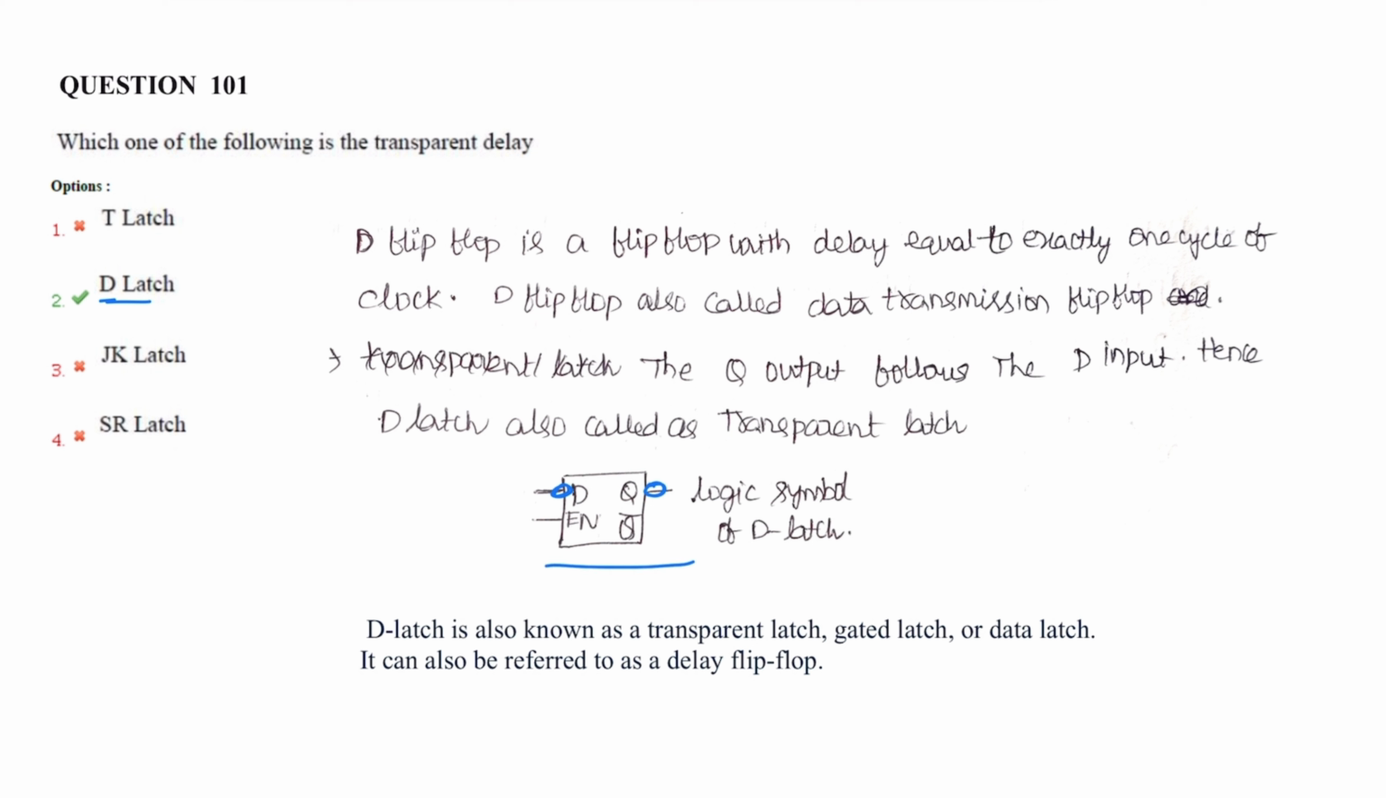The D latch is also called a transparent latch, gated latch or data latch. It can also be referred to as a delay flip-flop. These are the different names for the D latch or D flip-flop.